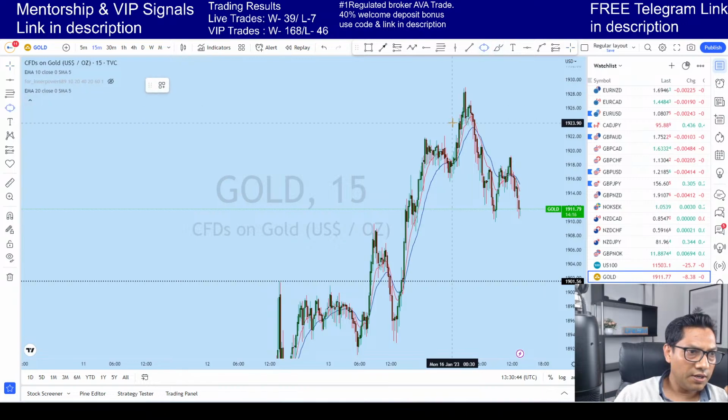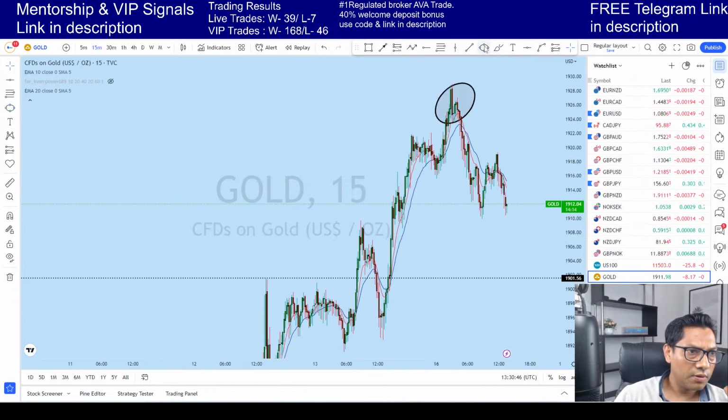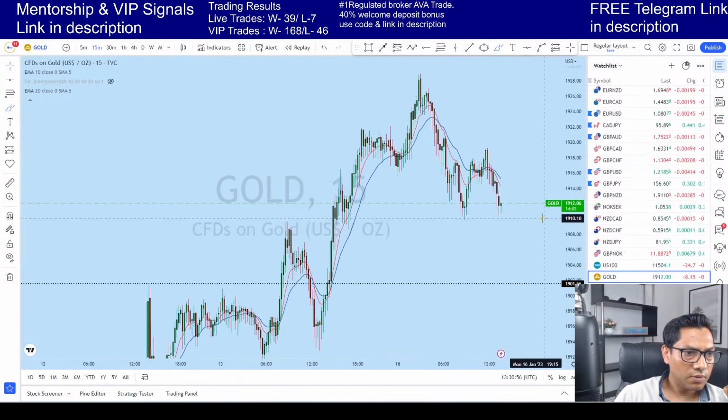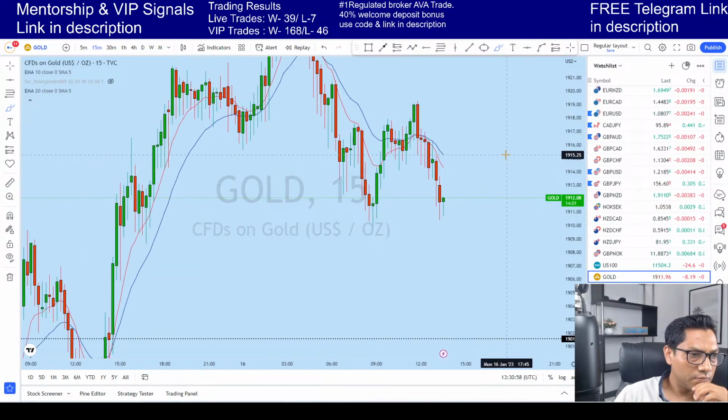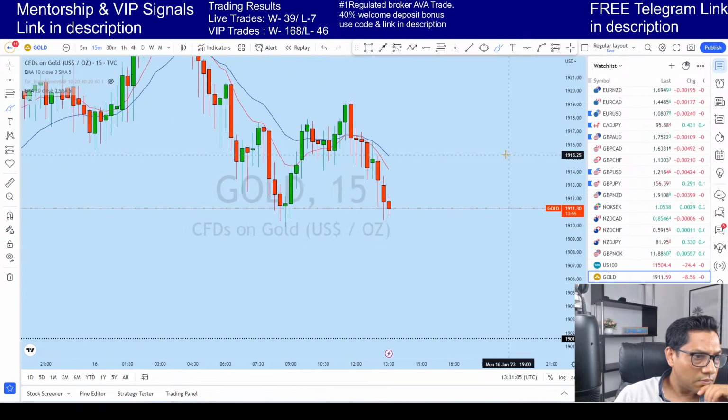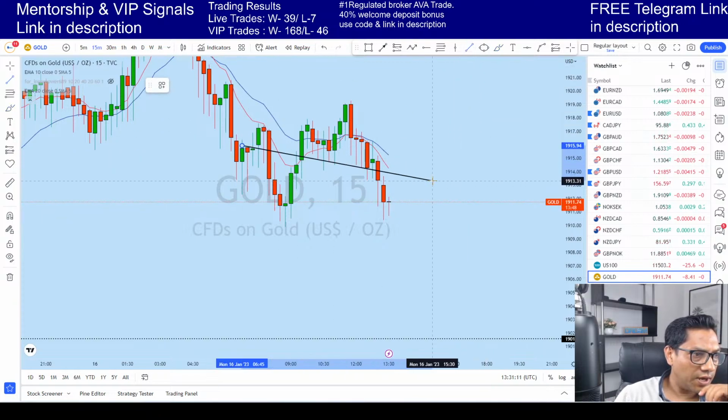We see a big head and shoulder here, one here. So basically head, left shoulder and right shoulder. And for this head and shoulder, this is the neckline.